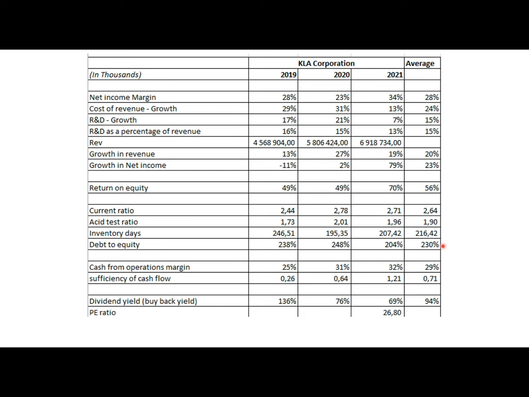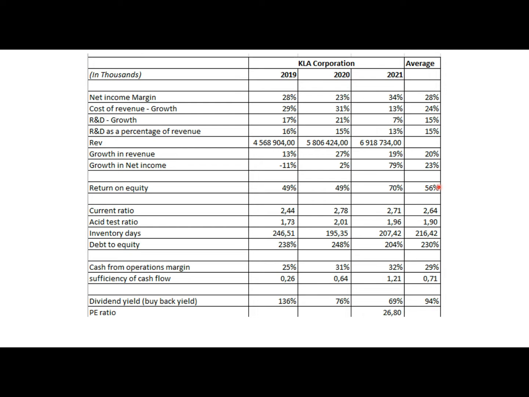Now, what I want you to see is the relationship between risk, being debt to equity, and return, being return on equity. There's a productive relationship. Yes, there's an increased risk above the industry average, but there are also increased returns above the industry average. So there's a productive relationship between risk and return.